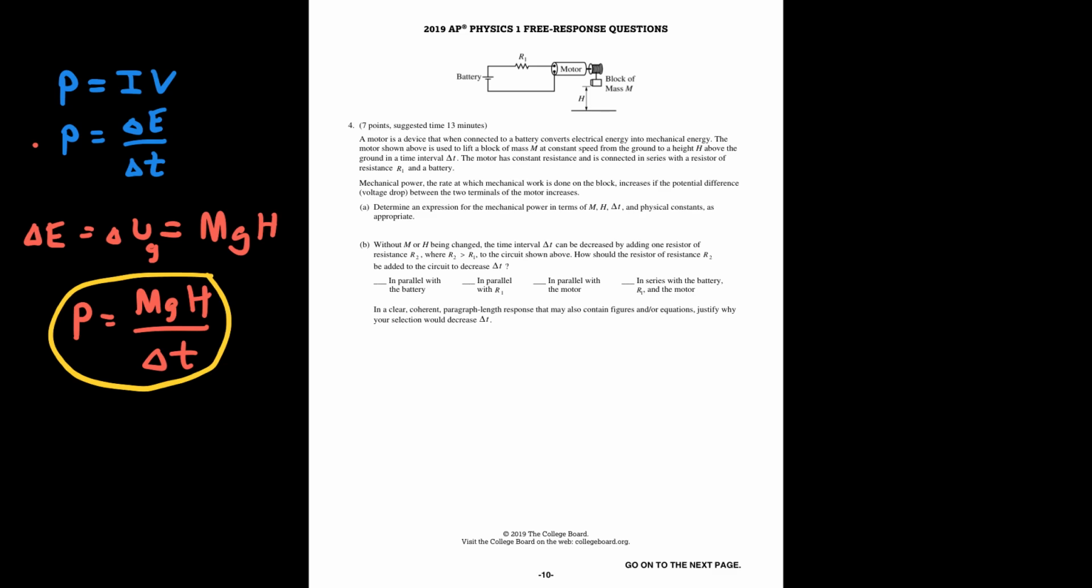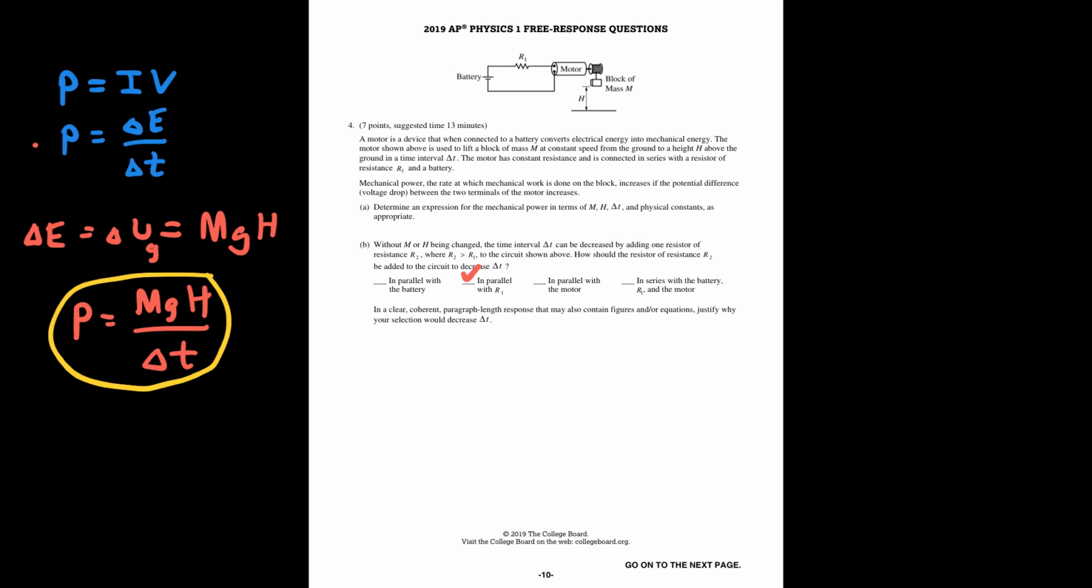Now for part B, it says, without m or h being changed, the time interval delta t can be decreased by adding one resistor of resistance R2, where R2 is greater than R1. How should the resistor be attached? I think that the answer that makes the most sense here is to attach the resistor in parallel with R1. However, I think there actually might be a couple of answers that will work here.